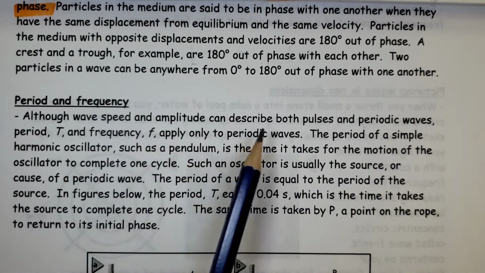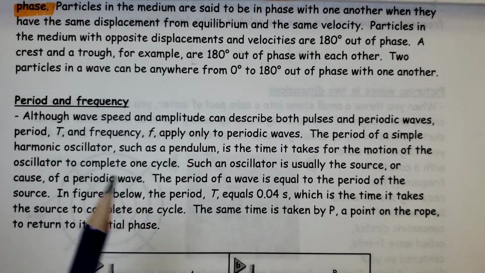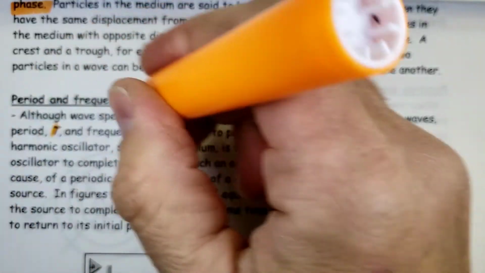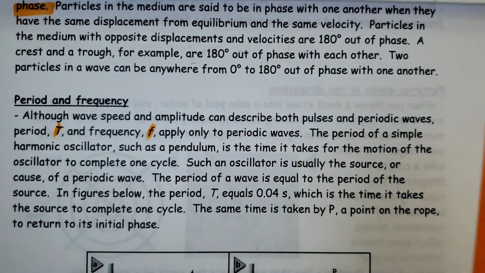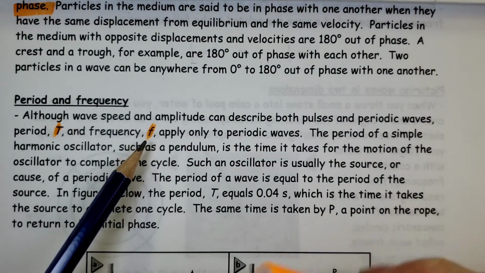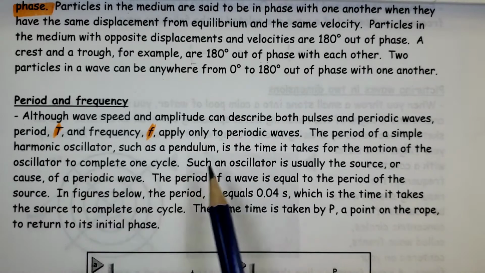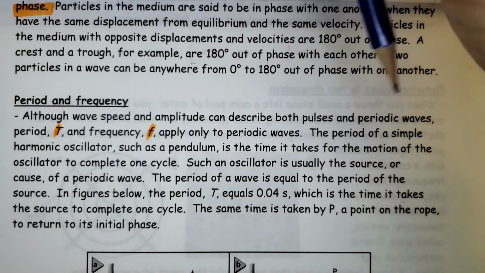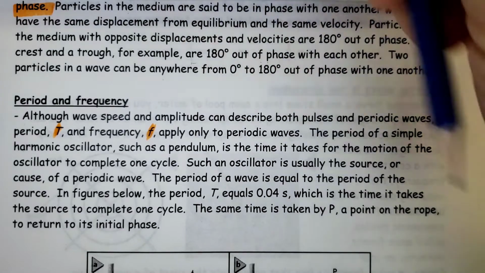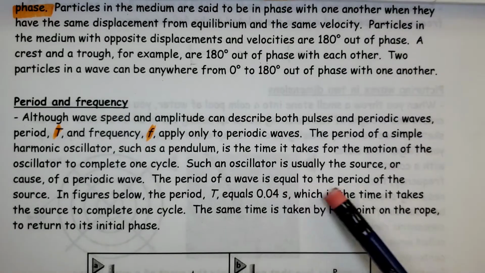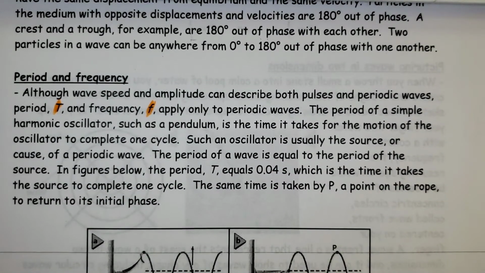Although wave speed and amplitude can describe both pulses and periodic waves, period, which is symbolized with a big T as a variable, and frequency, which is a little f, whereas you'll move on in physics, it's the Greek symbol nu, apply only to periodic waves. The period of a simple harmonic oscillator, such as a pendulum swinging back and forth, is the time it takes for the motion to complete one cycle. Such an oscillator is usually the source or cause of periodic waves. The period of a wave is equal to the period of the source. That's a key thing to note.